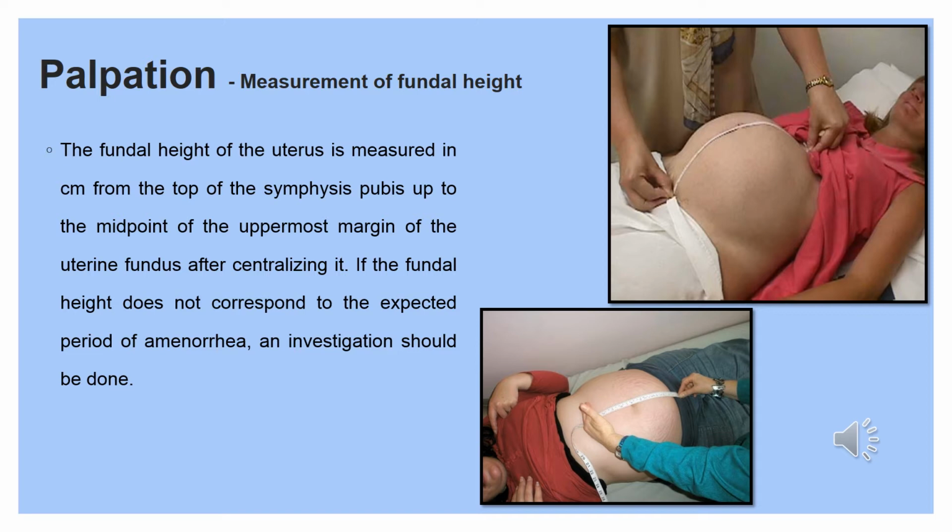Palpation. Once you complete the first step, that is inspection, we will move on to the second step, that is palpation. Here, measurement of the fundal height will be done initially. The fundal height of the uterus is measured in centimeters from the top of the symphysis pubis up to the midpoint of the uppermost margin of the uterine fundus. You have to centralize the uterus before you take the measurement. If the fundal height does not correspond to the expected period of amenorrhea, an investigation should be done.